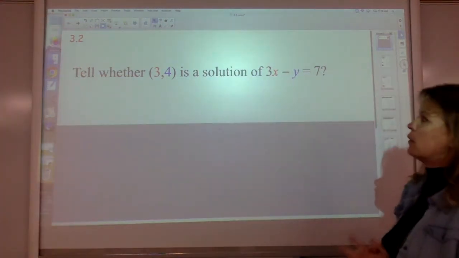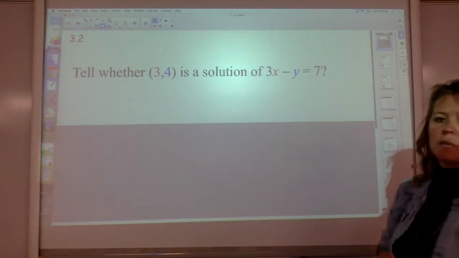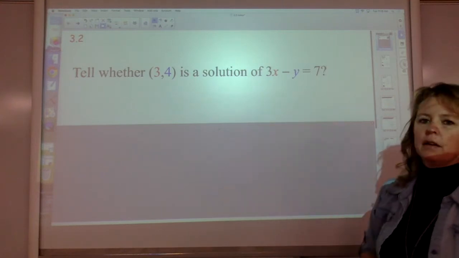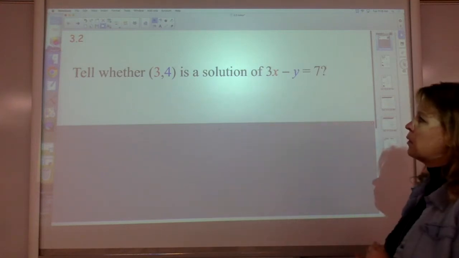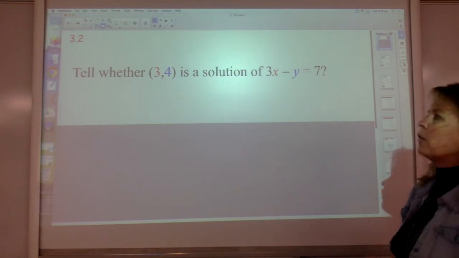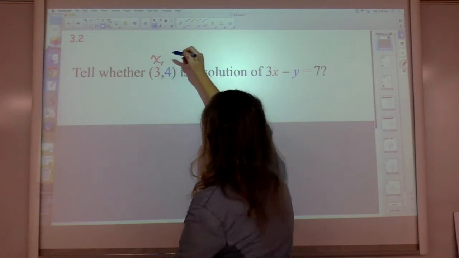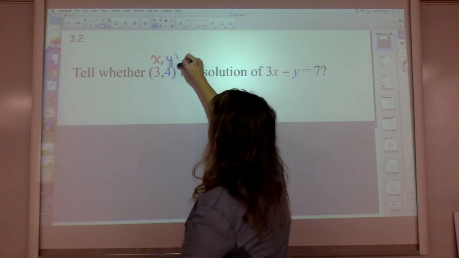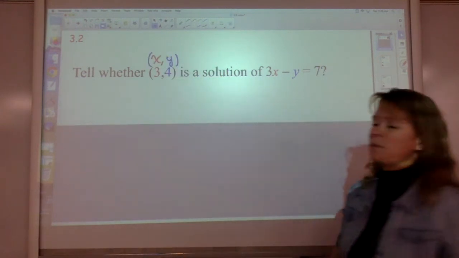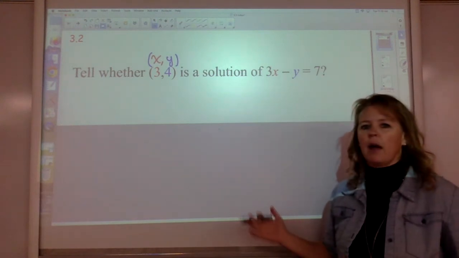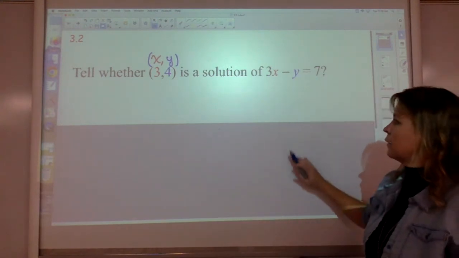Tell whether the point (3, 4) is a solution of 3x minus y equals 7. Mine is nice and color-coded on my smartboard. Yours isn't on the printout. But it's reminding you that these go in order of x, comma, y, and it wants to know if it's a solution, or sometimes it actually says, is it on the graph of 3x minus y equals 7.